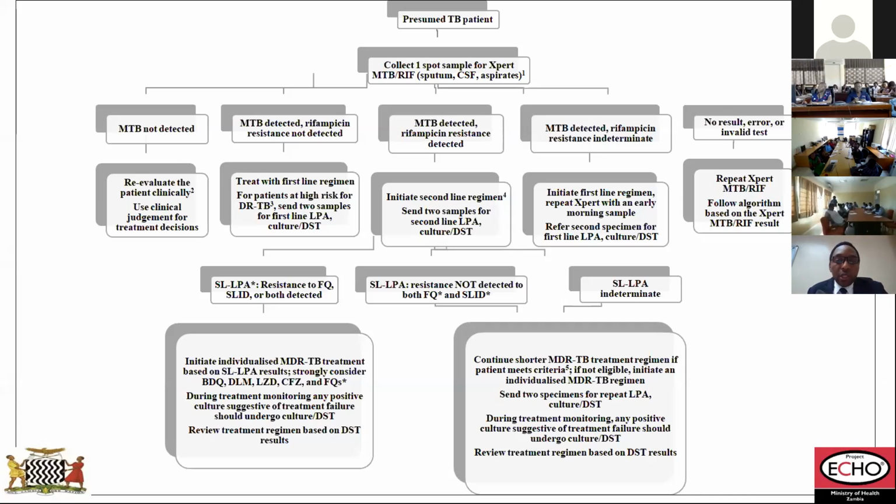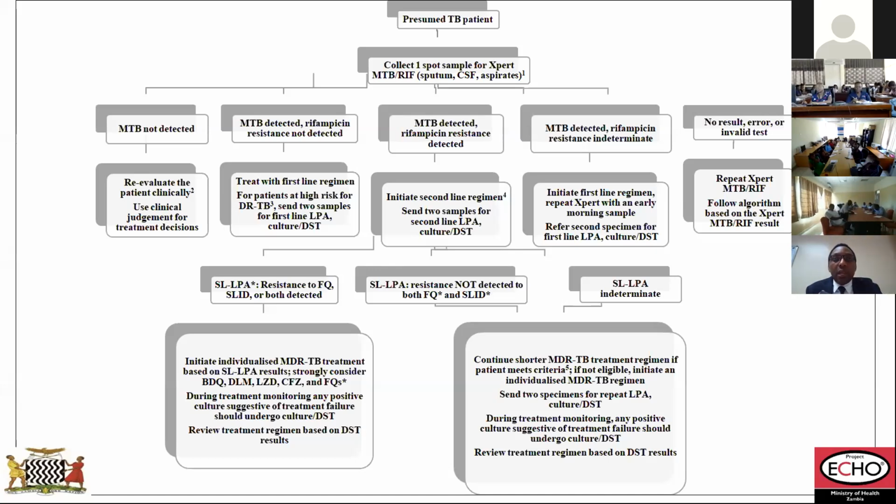Okay, so essentially the next step after you have rifampicin resistance is to start the second-line treatment, but collect another specimen which you subject to what we are calling LPA. LPA stands for line probe assay. Besides the line probe assay, you're also going to submit the same specimen for culture as well as phenotypic drug sensitivity testing.